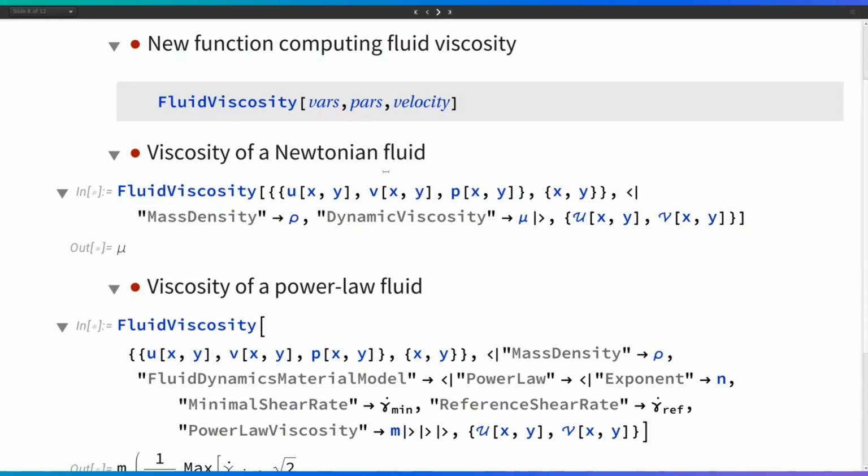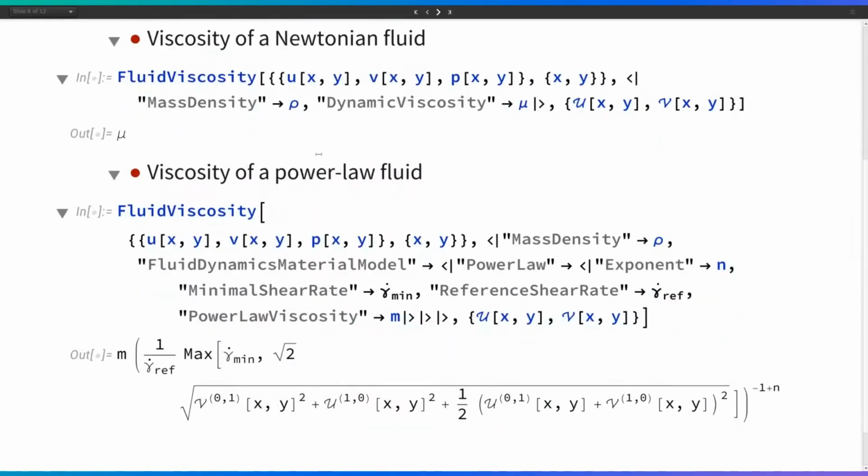But this changes when we consider non-Newtonian fluids. And here we have an example of the power law fluid. Here, to set up a power law fluid, for the parameters, we specify this fluid dynamics material model, we set it to power law, and then we set up the material parameters for the power law fluid. And the formula for the viscosity of the power law fluid is the following. And in this formula, what you can see are the spatial derivatives of the velocity. So here the viscosity depends on the velocity. So it's something that must be computed once the solution is actually known.